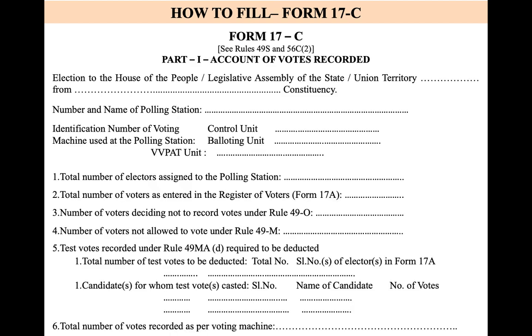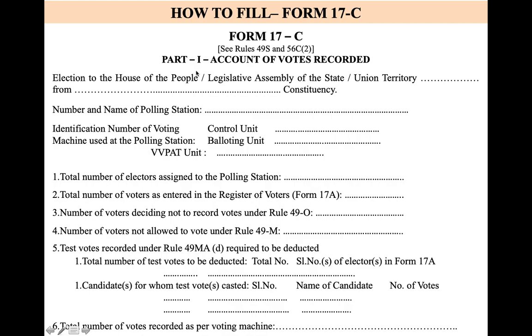So, how to fill Form 17C? We'll discuss one by one. First, I should tell you that Form 17C consists of two parts, Part 1 and Part 2. Part 1, also called Account of Votes Recorded, is filled on the day of poll, and Part 2 is filled during the counting of votes cast, on the counting day.